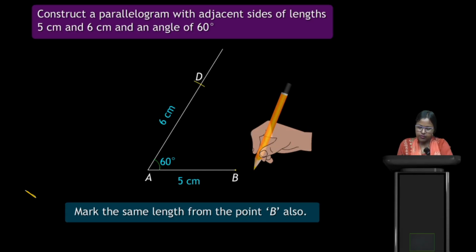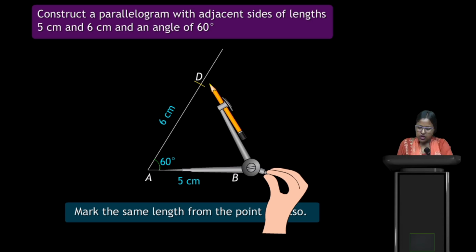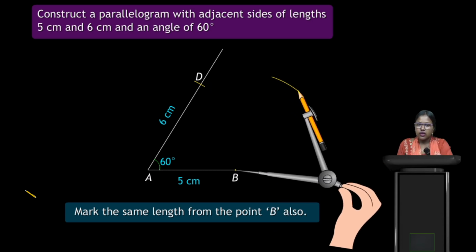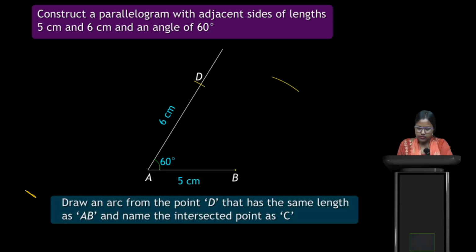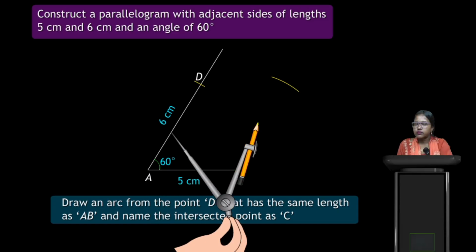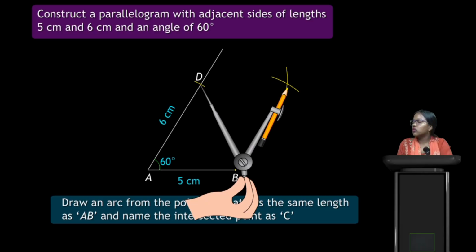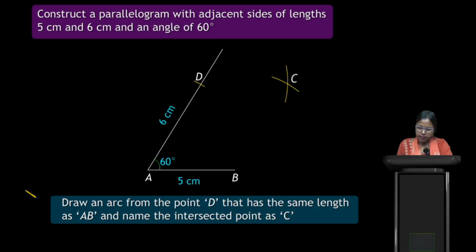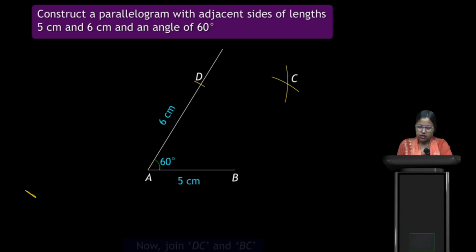Mark the same length from the point B also. From point B also you mark the same thing. Same distance you measure and give one cut on that side. Draw an arc from point D that has the same length of AB and name the intersected point as C. Now they are telling you to take the measure of AB and from D cut the previous arc. If you cut the previous arc, they will meet at a point, and name it as C.